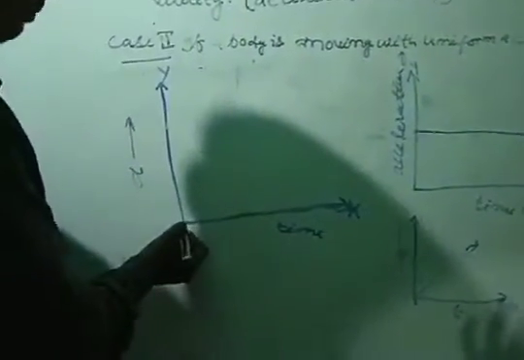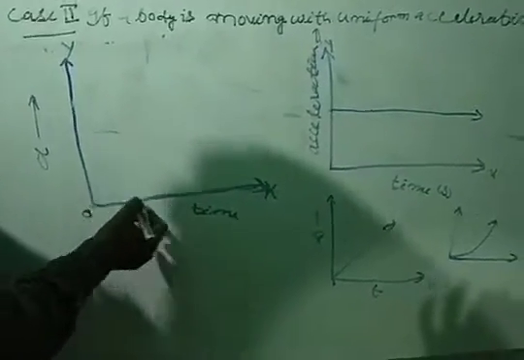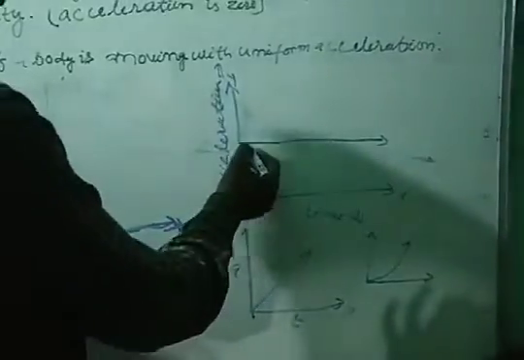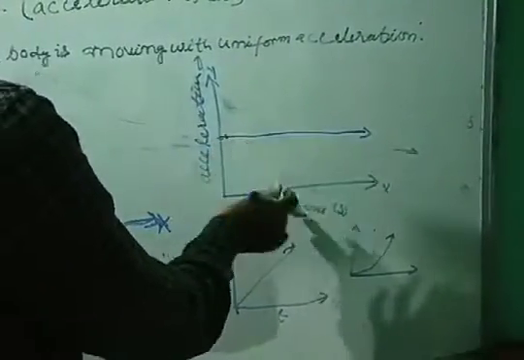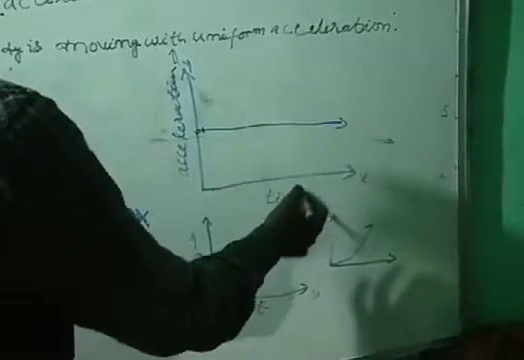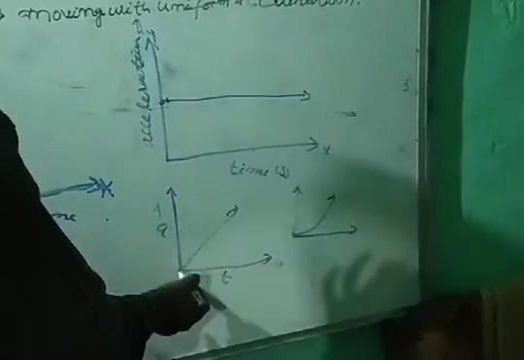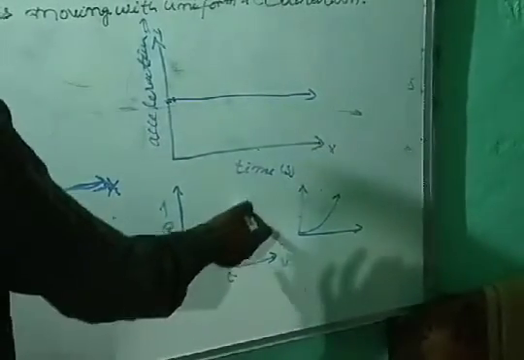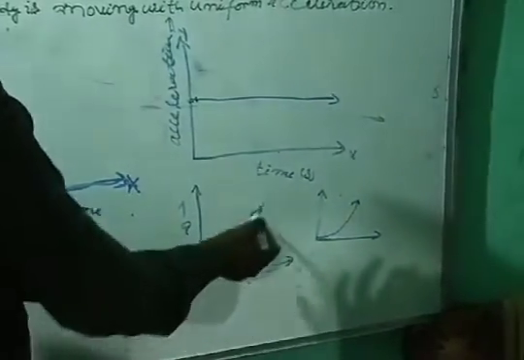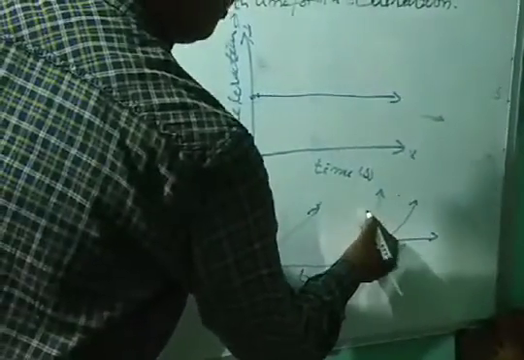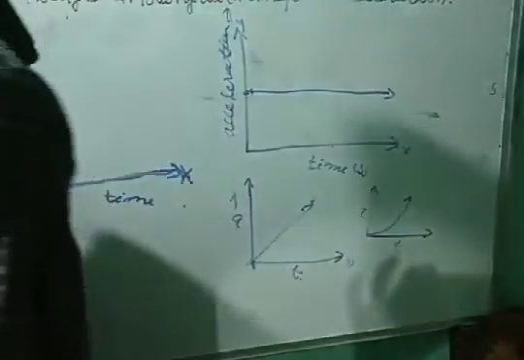So when the body is at rest or moving with uniform velocity, the graph may be plotted on the time axis, and when the body is moving with uniform acceleration, the graph is parallel to time axis, and in the case of non-uniform acceleration, the graph may be a straight line in the acceleration time graph or may be curved in the acceleration time graph.